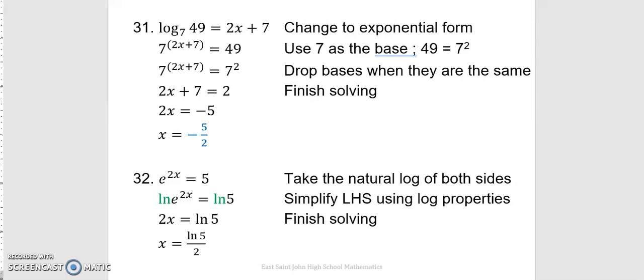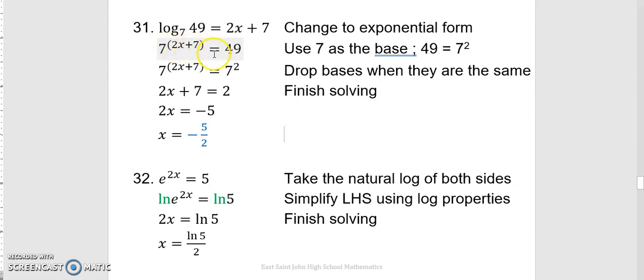All right, so number 31, we're solving an equation again. We have log base 7 of 49 equals 2x plus 7. We want to start out by changing it to exponential form. We'll put our base with our exponent. So 7 raised to the 2x plus 7 equals 49.